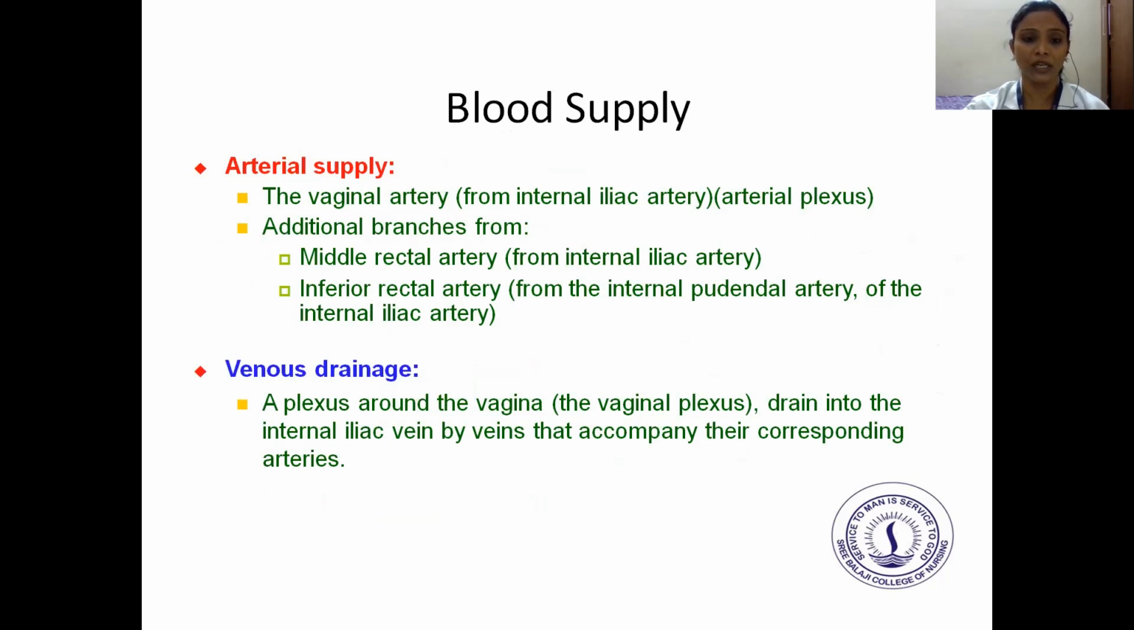The blood supply to the vagina. The blood supply is mainly through the vaginal artery, that is from the internal iliac artery, forming an arterial plexus. Additional arteries are the middle rectal artery, that is from the internal iliac artery, and the inferior rectal artery from the internal pudendal artery. Venous drainage: the plexus around the vagina, that is the vaginal plexus, drains into the internal iliac vein by veins that accompany their corresponding arteries. That is the arterial supply and the venous supply to the vagina.